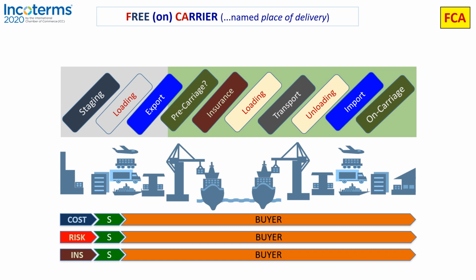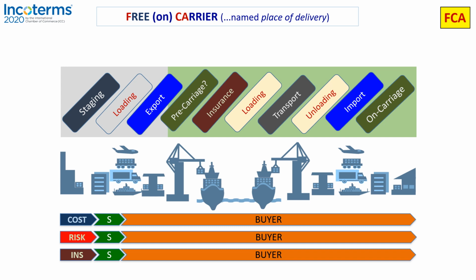It can be a CFS, for example. Suppose it's an LCL cargo, right? Or even other cargoes where there has to be a consolidation which has to happen. And the seller agrees that he would transport it from his warehouse to that CFS. In which case, FCA, the point of transfer, the point of delivery can be defined as FCA CFS Jebel Ali.